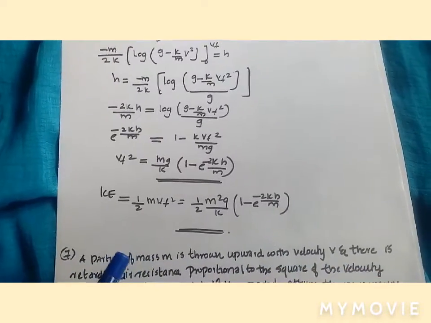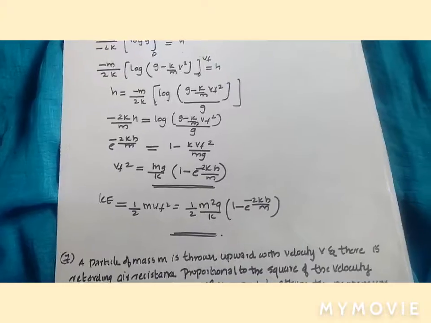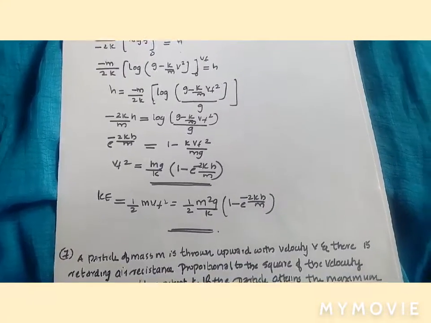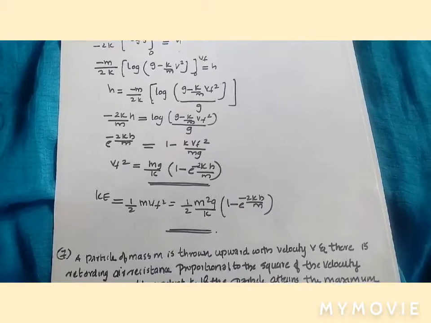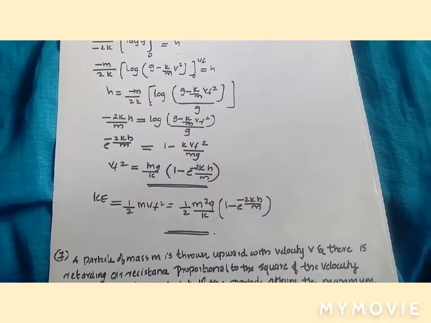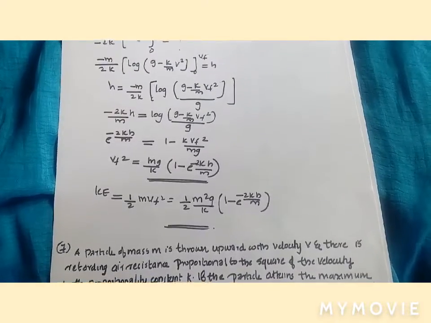We know that kinetic energy is equal to half mv square. So half m vf square is the final kinetic energy when it hits the ground. That's equal to half m square g by k into 1 minus e raised to minus 2 kh divided by m.